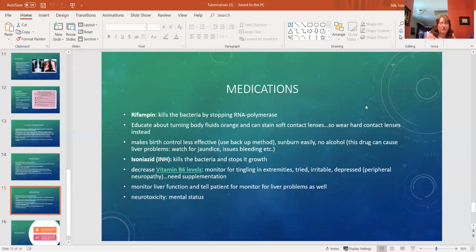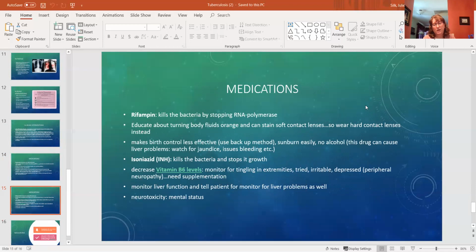Rifampin is another one that they could take. This kills the bacteria by stopping the RNA polymerase. You need to educate that this drug will turn the body fluids orange and it can stain things. Like if you wear contact lenses, it can stain those, so you need to wear hard contact lenses instead. It can make birth control less effective, so they should use a backup method. They can sunburn easily while they're on this. They should not drink alcohol while they're on this because it can cause problems with their liver.